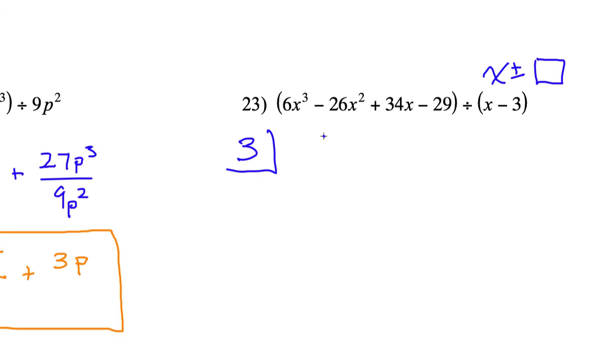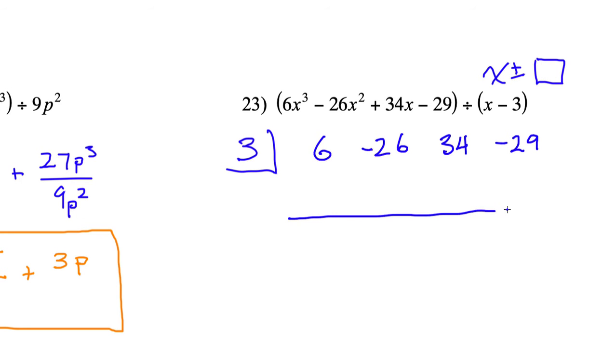Then I'm going to write down my coefficients: 6, negative 26, positive 34, and negative 29. Then I'm going to actually carry out the process of synthetic division. Bring that 6 straight down, 6. Whenever we jump up to the top right, we have to multiply by 3. So 6 times 3 is 18. And then I subtract down again. I get negative 8. Multiply by 3 again, I get negative 20.